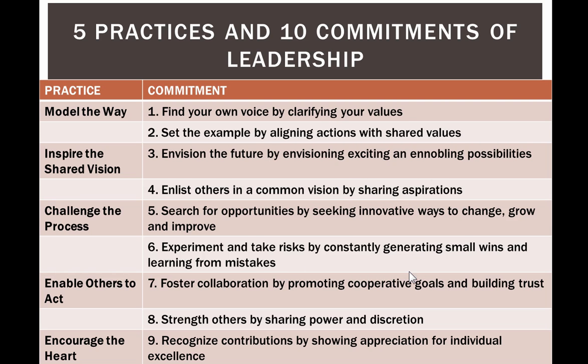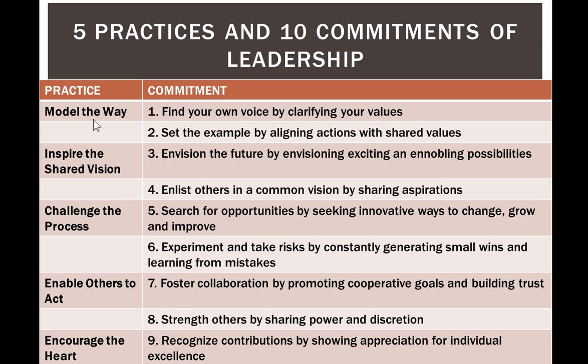Now, these are the 5 practices and 10 commitments of leadership. And you can see here are the 5 practices, starting with modeling the way, inspiring a shared vision, challenging the process, enabling others to act, and encouraging the heart. And here, I'm sorry you can't see the last one down here, but I will post these slides for you. There are 10 commitments of leadership identified by the gentlemen who wrote this book. Their names are Kouzes and Posner. And they start their book with the idea of modeling the way.